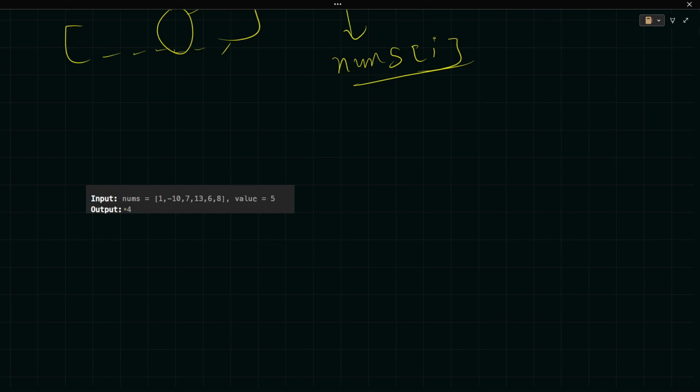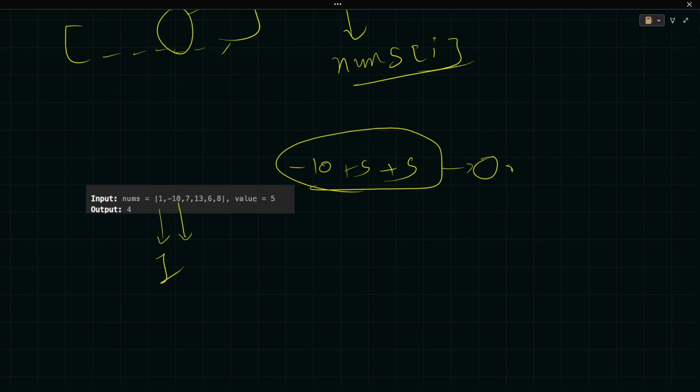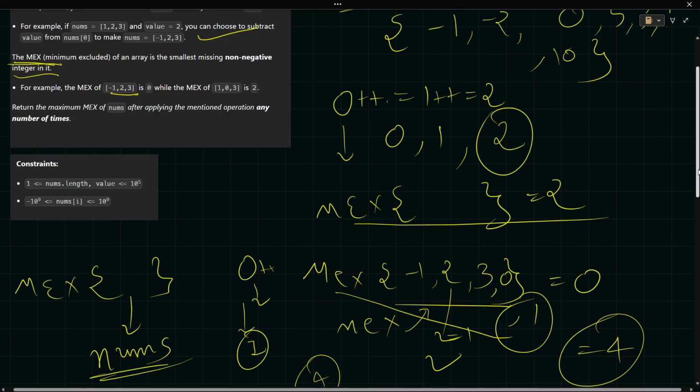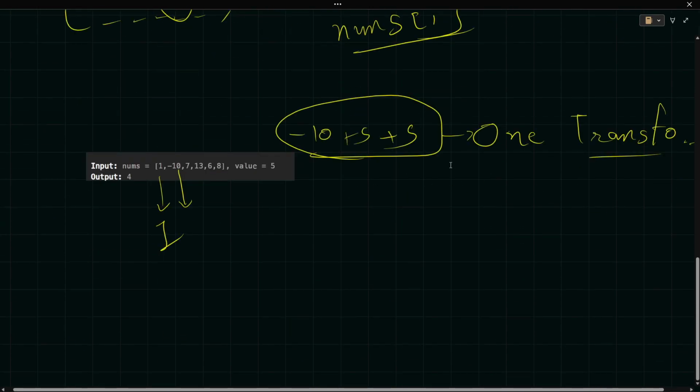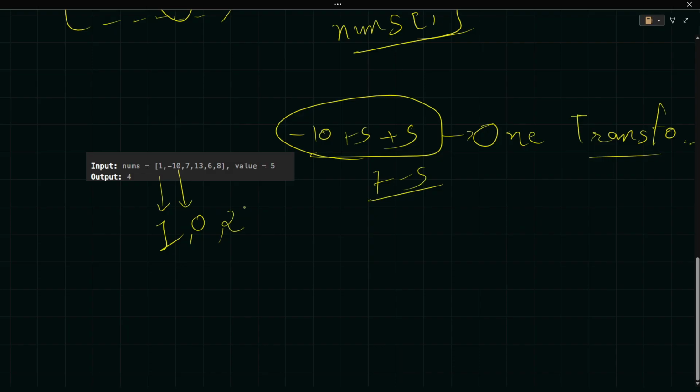So our array is nothing but what? 1, -10, 7, 13, 6 and 8. Suppose 1 is already here, then -10. If I do plus 5 two times on -10, this would be our one transformation, and it would become 0. So 0 is also present here. Then 7: if I subtract 5 from 7, 2 would also be there.